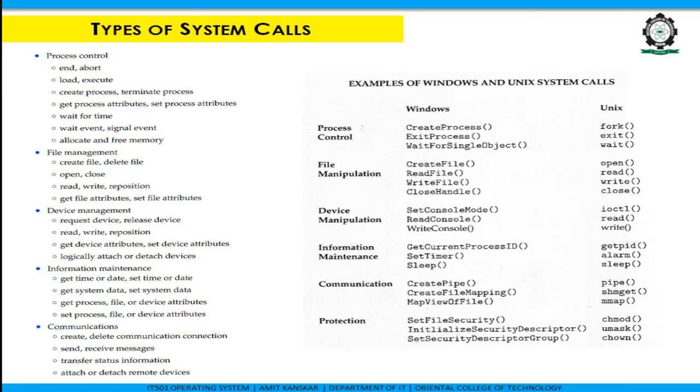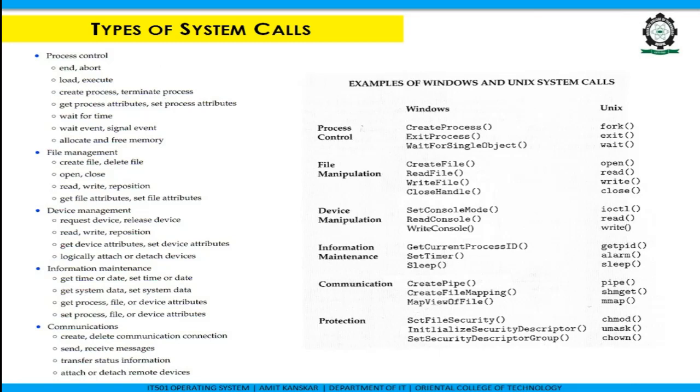Information maintenance. Information maintenance system calls include calls to get the time, set the time, get the date, set the date, get system data, set system data, get process, set process, file or device attributes. Systems may also provide the ability to dump memory at any time, and single step program, pausing execution after each instruction and tracing the operation of a program, all of which can help to debug the program.